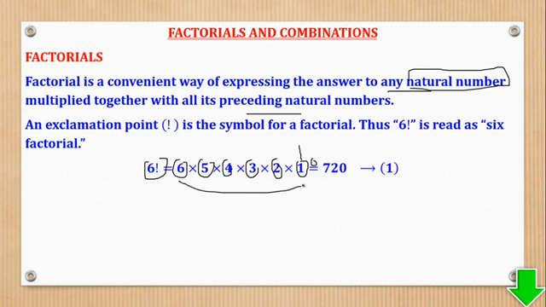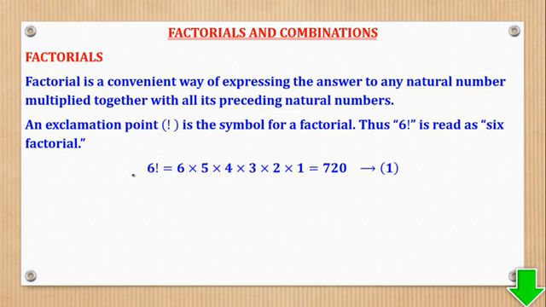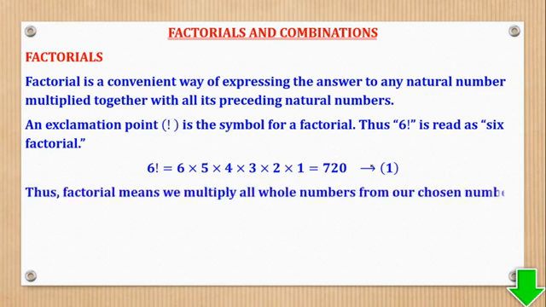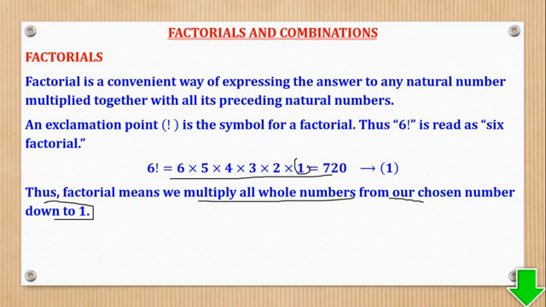And when I multiply everything, I'll come up with 720. So when they ask for the value of 6 factorial, they want you to go through this and at the end get 720. Let's call that expression 1. From expression 1, it means that we multiply all whole numbers from our chosen number down to 1. I think you realize we stopped at 1. That's what factorial basically is all about.